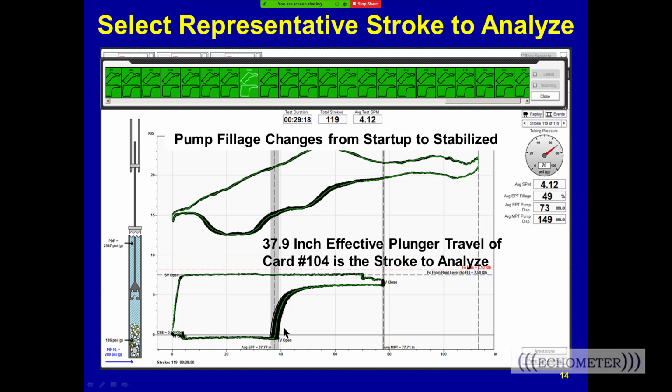And so if you're wanting to try to calculate the liquid in the tank, you probably need to determine a representative stroke. And so it's sort of up to you to decide which stroke you're going to pick.